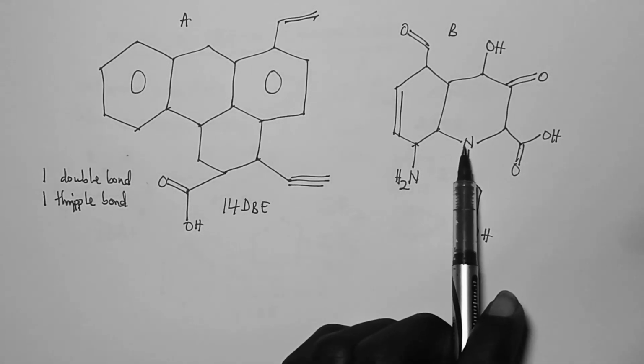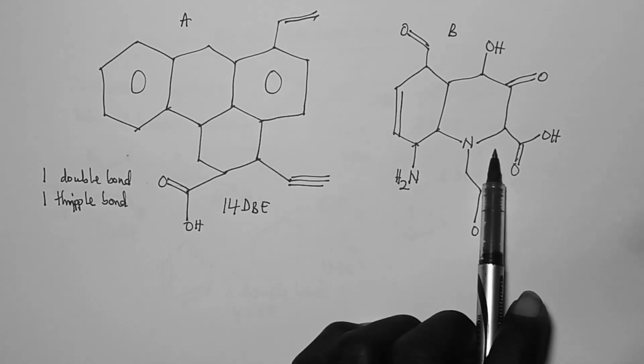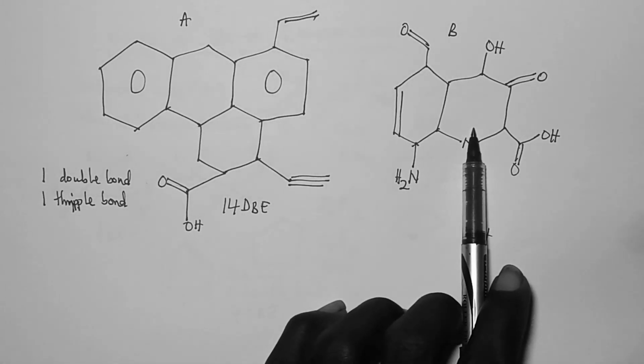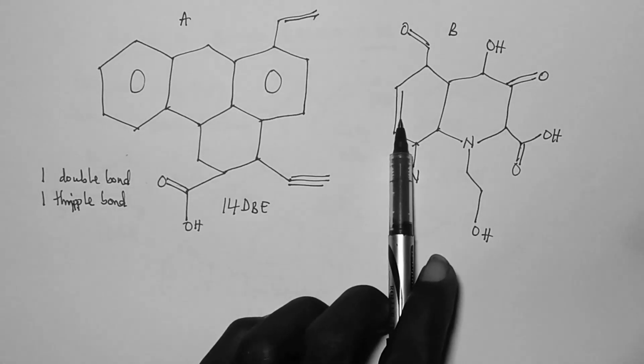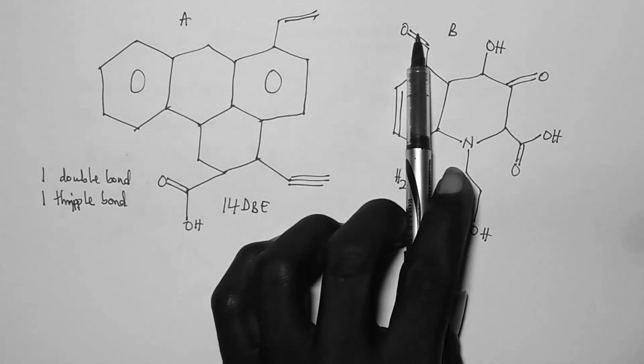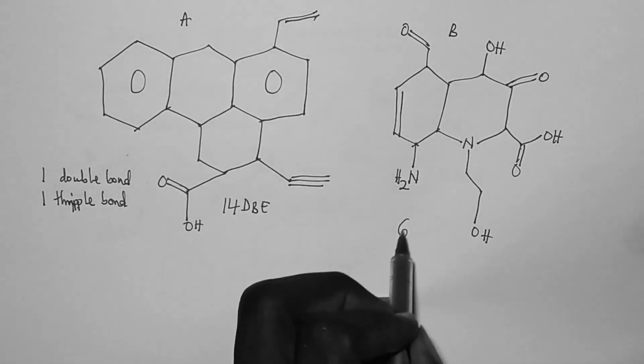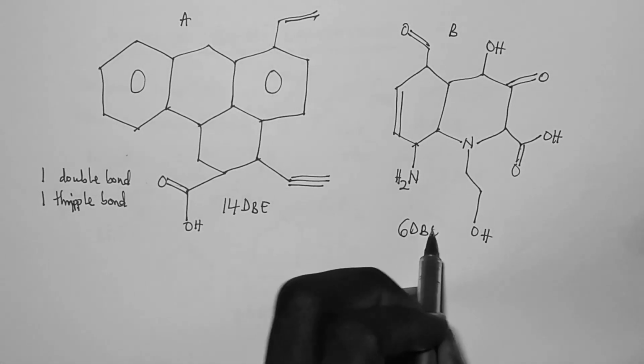Let's come to this molecule. How many double bond equivalents does this molecule have? It has 2 rings, that is 2 double bond equivalents, plus this double bond, that makes it 3, plus this 4, plus this one 5, plus this 6, and therefore this molecule has 6 double bond equivalents.